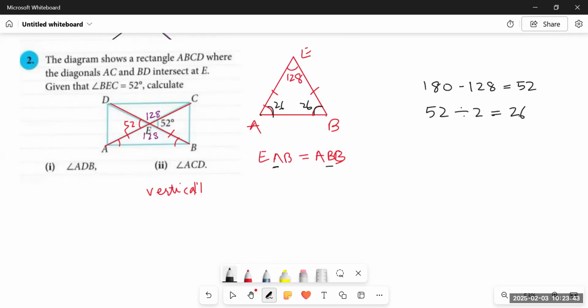And now if you add the three angles, 128, 26 and 26, you will get 180 degrees, which is the sum of the three angles in our triangle. You see, this is how we can easily figure out the sum of the three angles in a triangle.